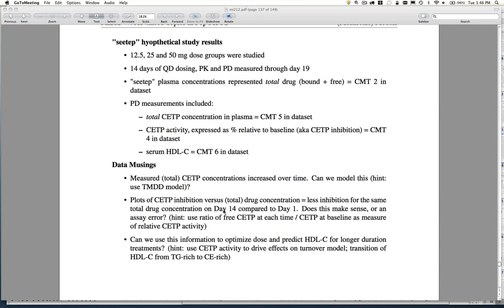You go back to your biologist and they say, no, we ran all the samples together, we randomized them, so that doesn't make sense. So does it make sense? Can you actually model this change, or this apparent tolerance that's occurring from day 1 to day 14?